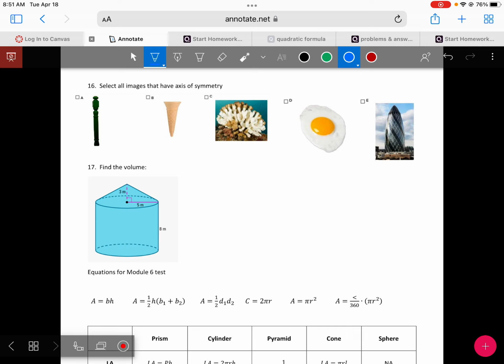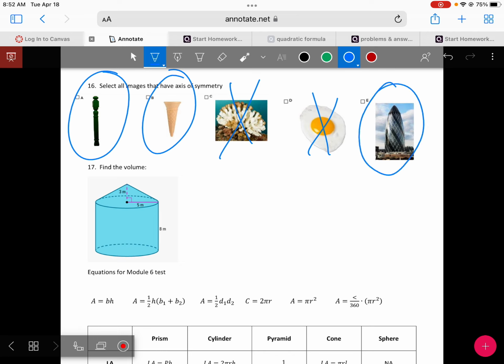Axis of symmetry. Where does it look the same on all sides as you look at it? Letter A, whatever that is, cane, does that have axis of symmetry? Yes. As you look at it from all sides, it looks the same. How about that cone, that ice cream cone bottom? Yes. What about this coral? No. How about that fried egg? No. It's pretty close, but not quite. And how about this building, whatever it is? Yes. Those all have axis of symmetry.